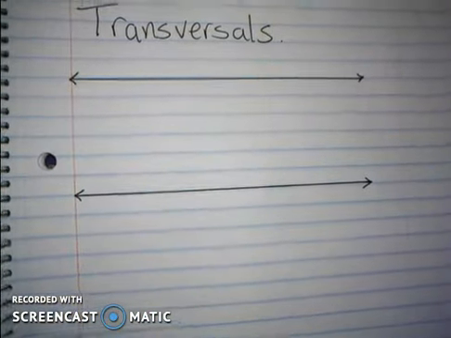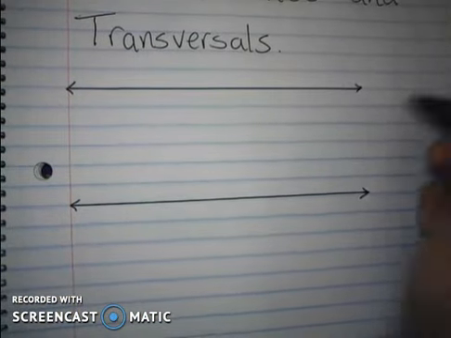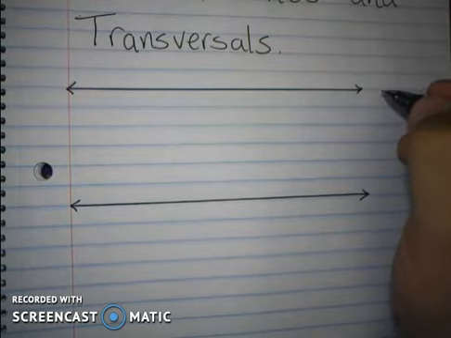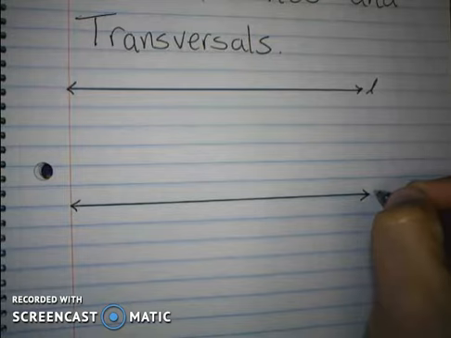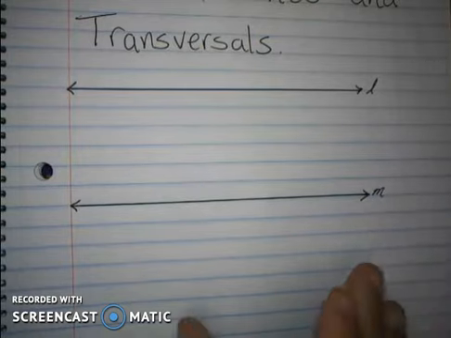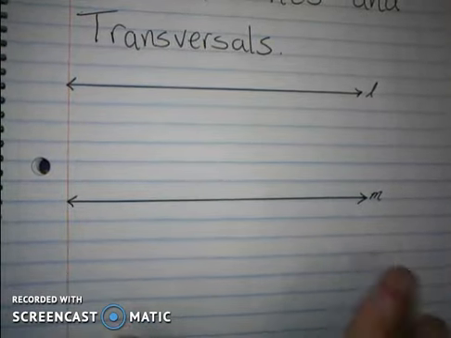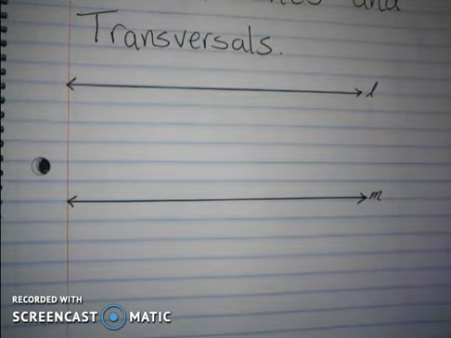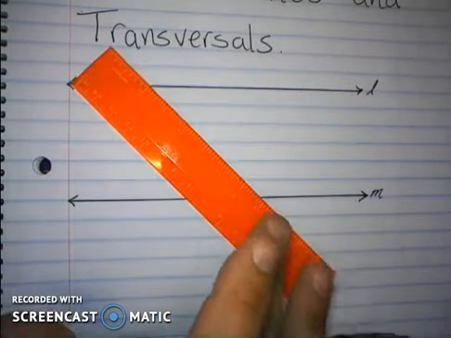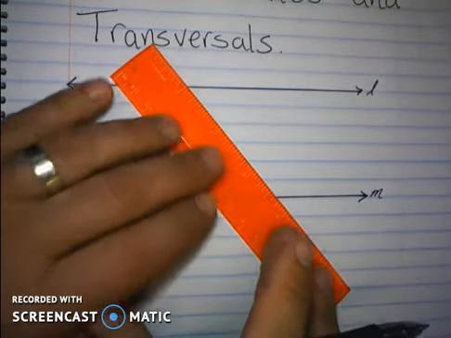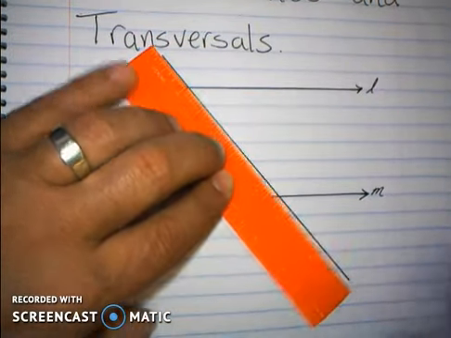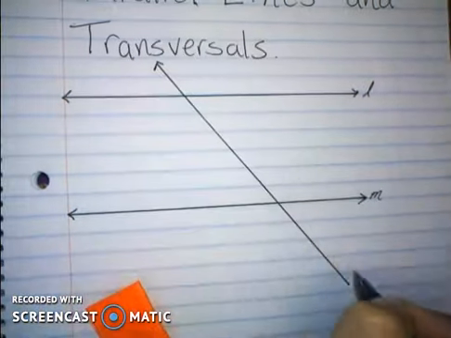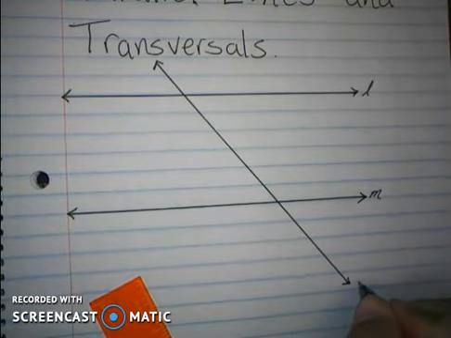And I want you to label these 2 lines. We can label lines with lowercase script letters, so we're going to call this line L and this line M. And then we're going to draw another line that goes across these lines in some way. So we're going to pick an angle. Pick some angle to take. We're going to draw a third line that intersects both of the parallel lines. We're going to call that line T.